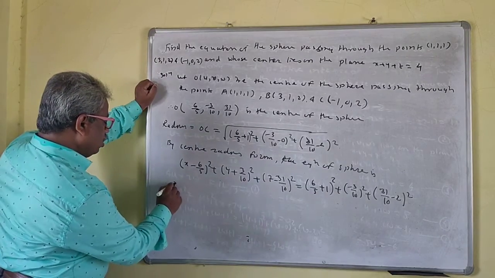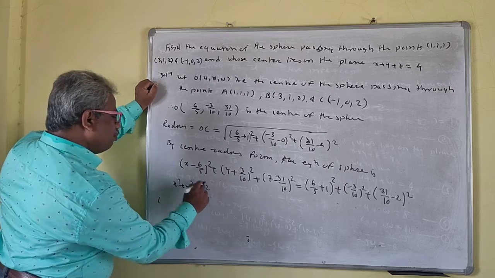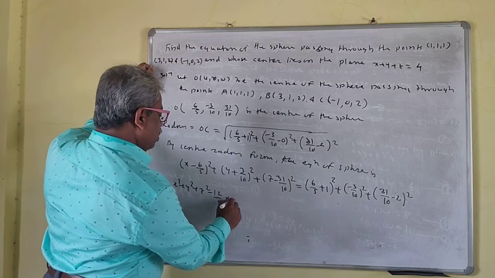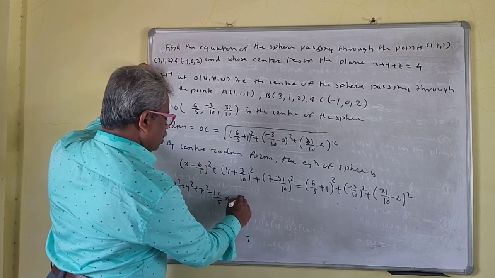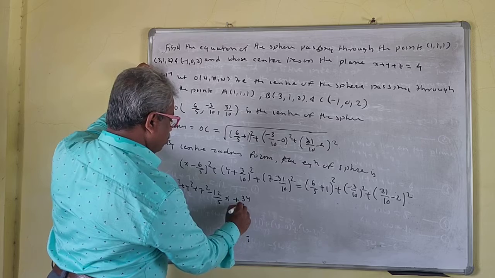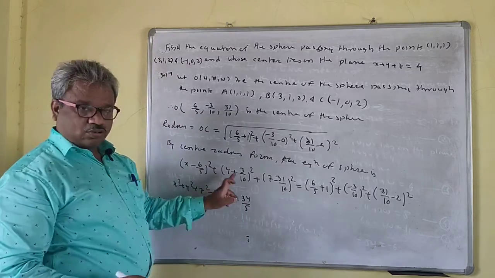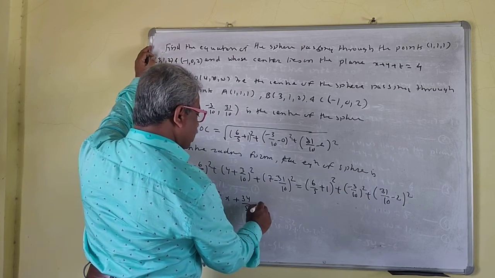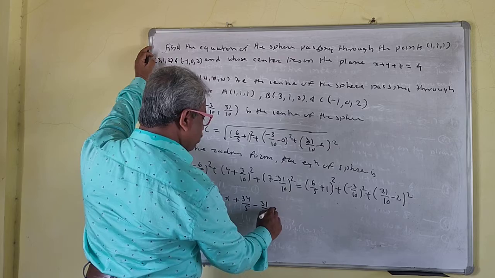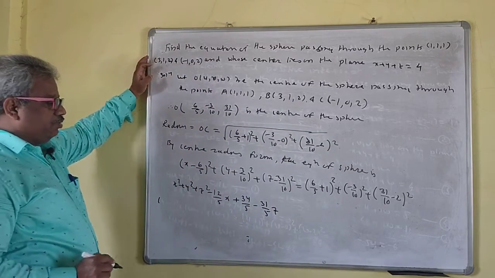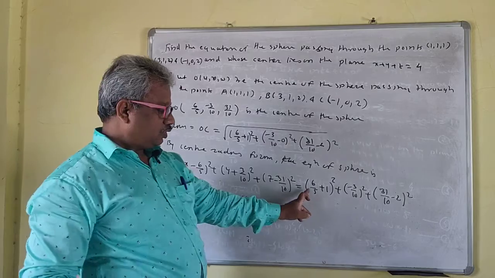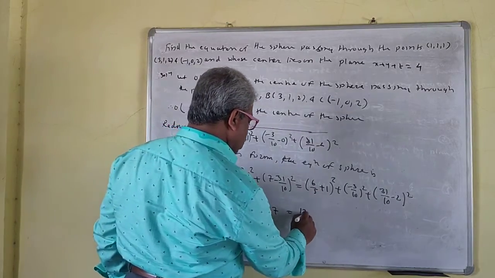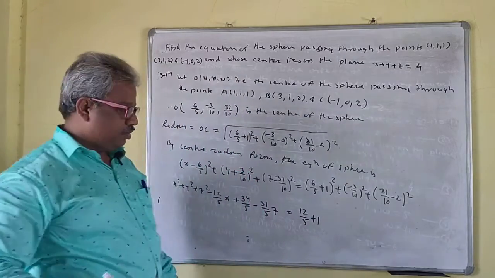So now here, x square plus y square plus z square minus 12 by 5 x plus 3y by 5. You have to take the twice of that one, so twice of 3 by 5, minus 31 by 5 z. Now here the product is 6 by 5, you have to double that one. So this is 12 by 5 plus 1 plus 1.